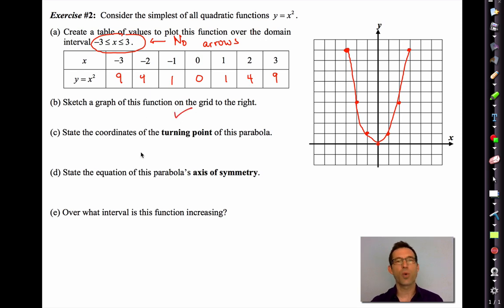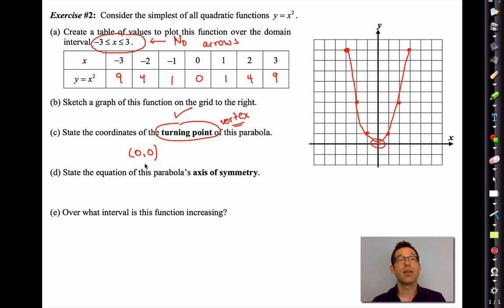Now it says state the coordinates of the turning point. What are the coordinates of the turning point? You should be able to write those down. All right, the turning point, also known as the vertex of the parabola, is probably the most important and identifiable point on the parabola. On the simplest of all parabolas, it's at the point 0, 0, the origin.